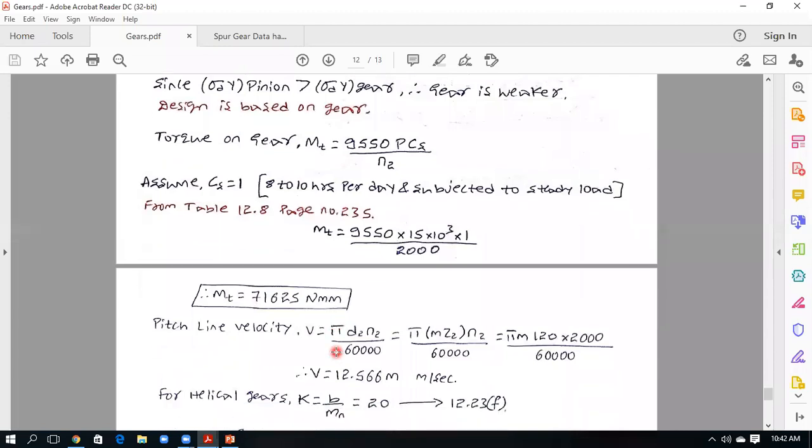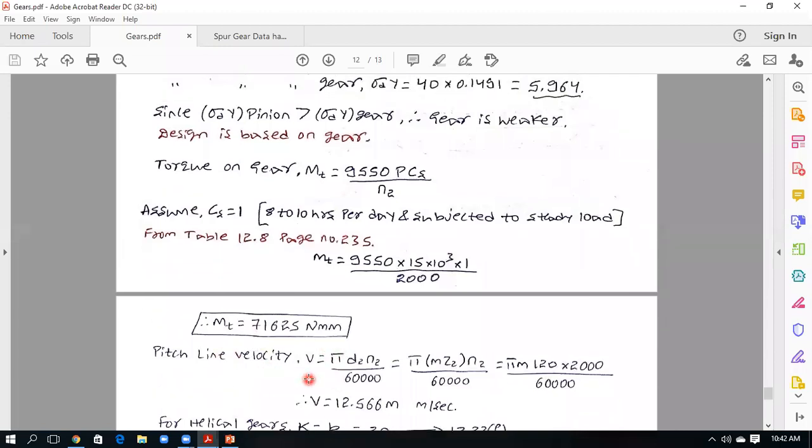After finding the torque, next is to calculate the pitch line velocity. The formula used is pi d n by 60,000. In this case, you are designing for the gear, because that is the weaker member. Therefore, v is equal to pi d n by 60,000.